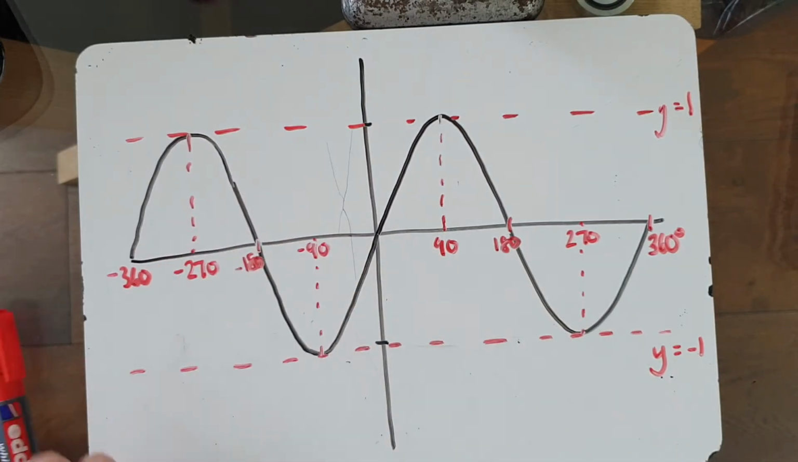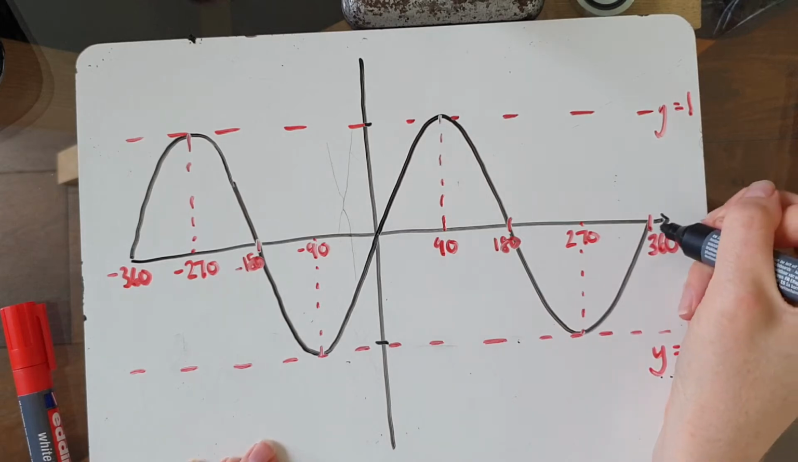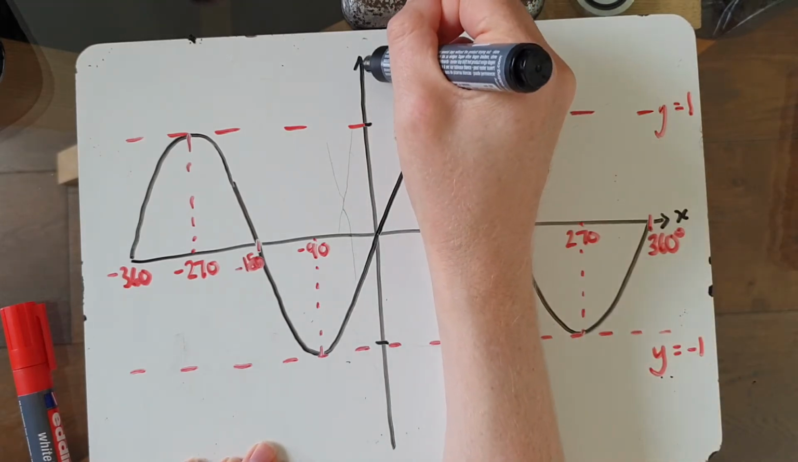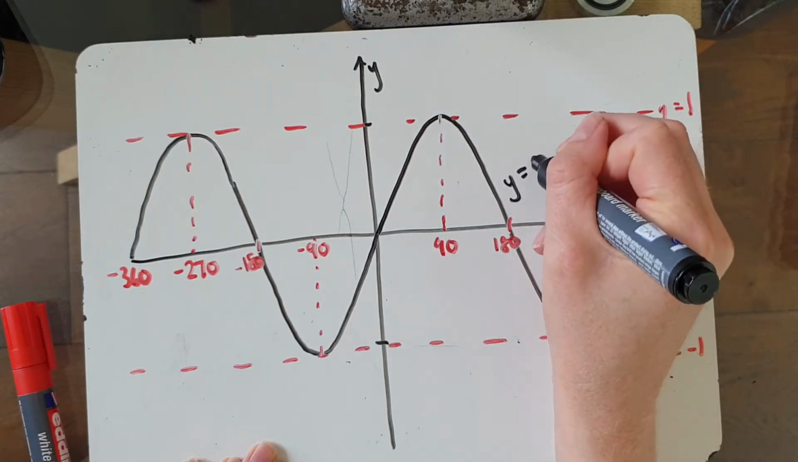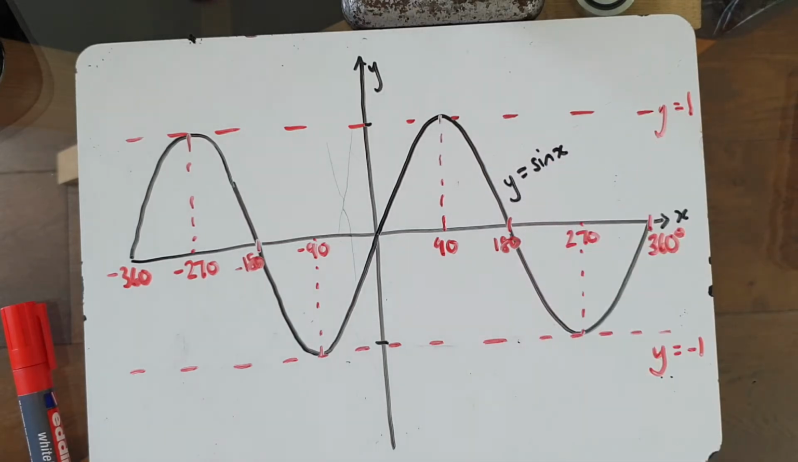So this is the graph, and we should really label our axes, of y equals sine x. So check yours against that, please, and fill in any missing key information.